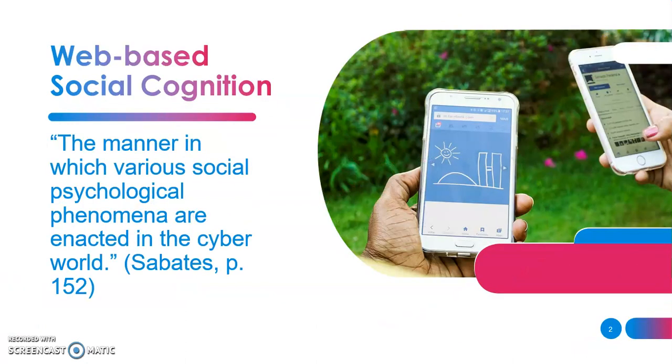Web-based social cognition, as defined by the textbook, is the manner in which various social psychological phenomena are enacted in the cyber world. Research suggests we're using some of the same cognitive functions, such as perceived expressivity, whether someone's smiling or not, to determine the first impression of people when viewing them online. It's kind of like, okay, I'm looking at the Facebook page, I can see their picture, I can see whether they look nice or mean or not. Same thing happens in person.